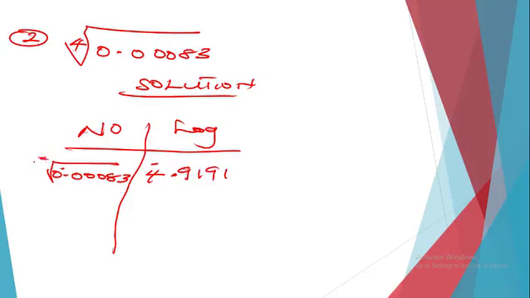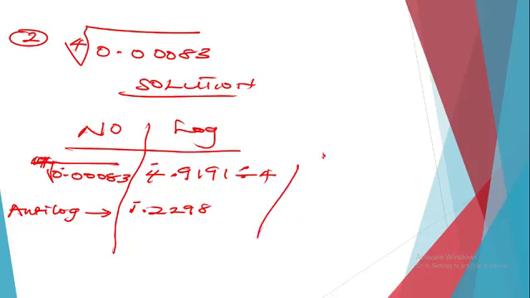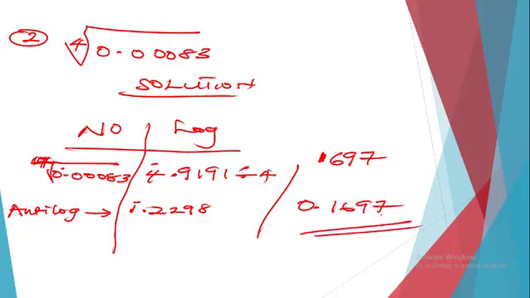Now this is divided by 4, because we are looking for the fourth root of 0.00083. When we divide this by 4, we have bar 1.2298. Is that correct? Now we search for the antilog of this, and the antilog of this will give us the number 1697. Okay, now where do we place our decimal point? We write 0, since it is bar 1, 0.1697. I hope it's very, very clear.